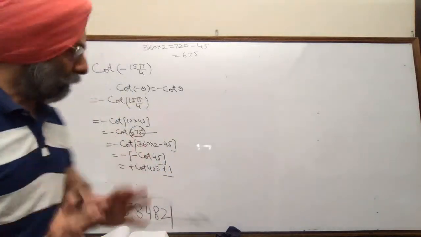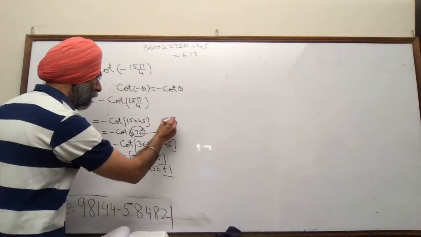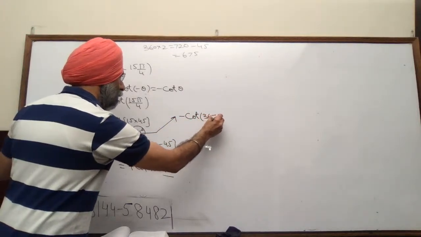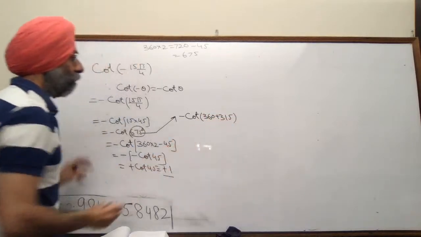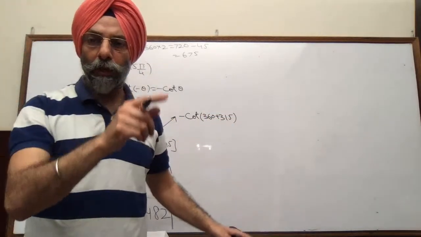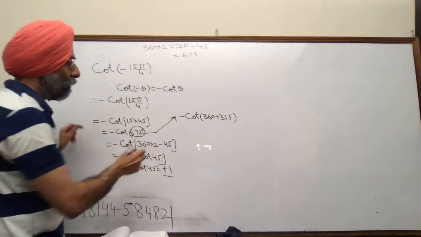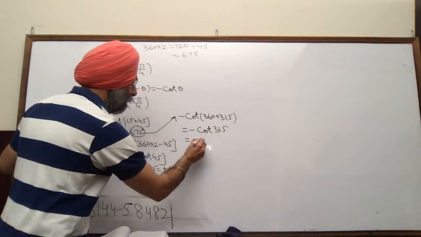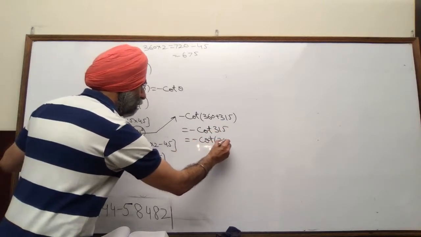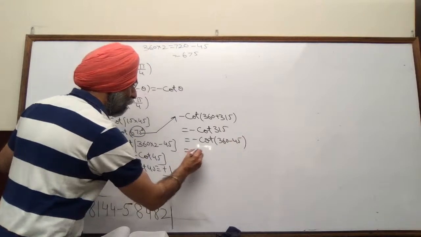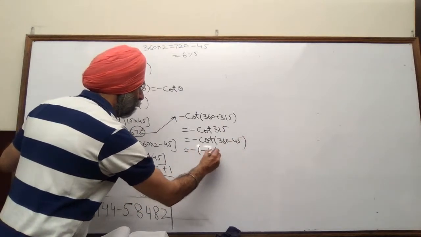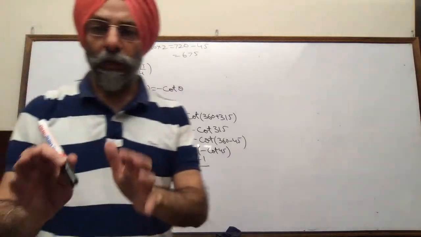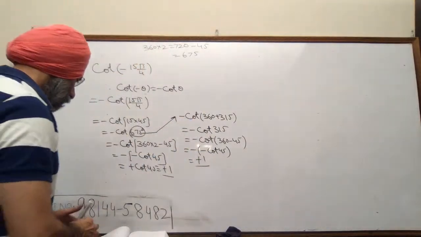Okay, beta. So once again, what is the other way out? The other way out is, it is minus cot of 360 plus 315 degrees. Beta, look at the multiple rotations, although in this case it is one complete rotation here. So that gives you minus cot of 315 degrees. Same step, it is 360 minus 45, which is minus cot 45, which is equal to plus 1. So this way you can get the answer. Okay, solve the next one.